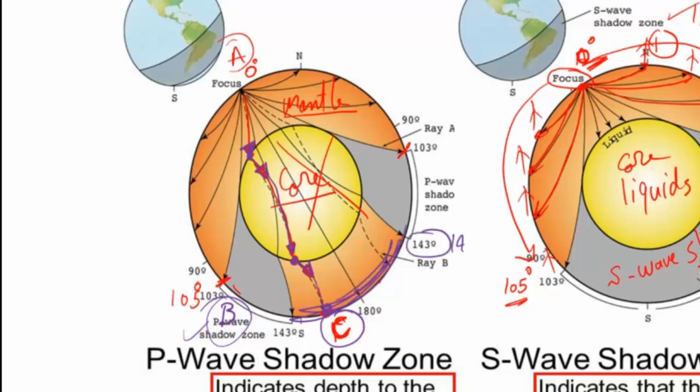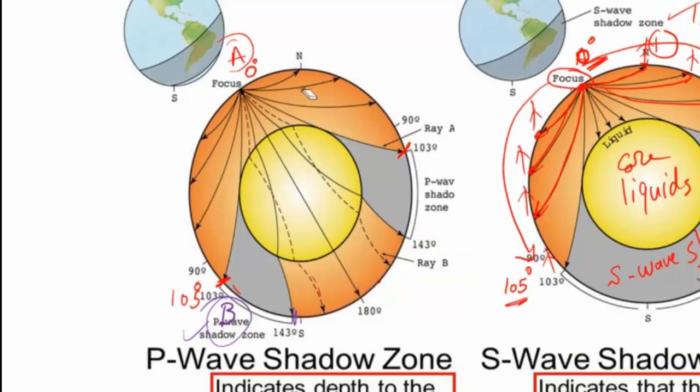and these refractions cause the wave to reach a point in this area, which is between 145 degrees and 145 degrees on the other side. There is an area here, we also call it the shadow zone. It's called the P wave shadow zone. It starts from 105 degrees up to 145 degrees, this area.